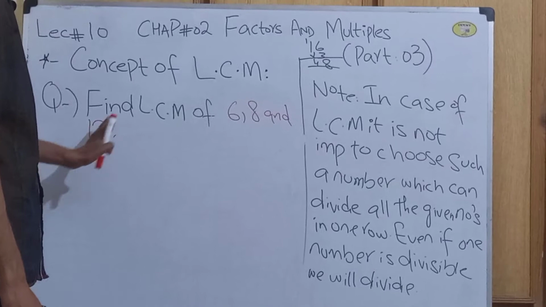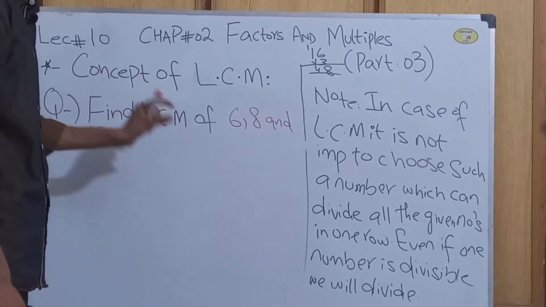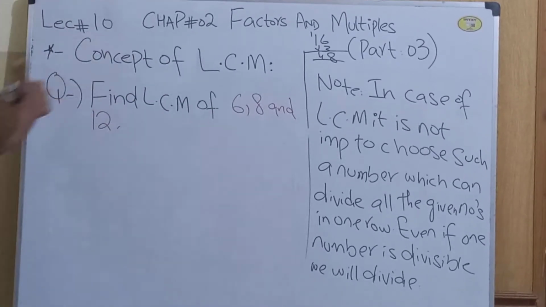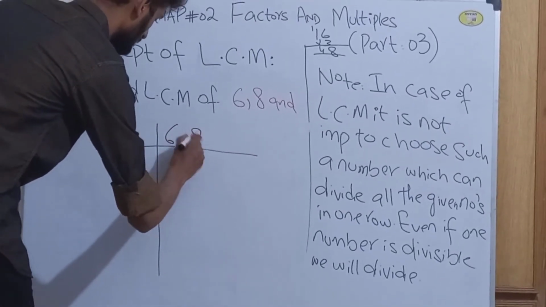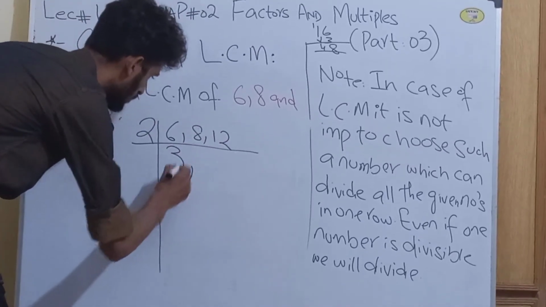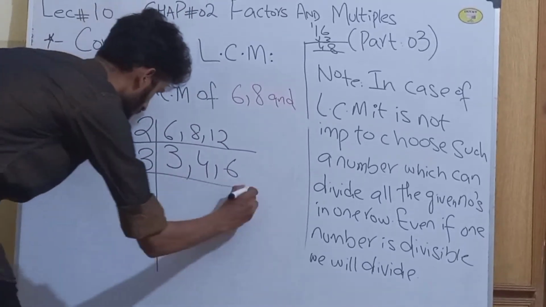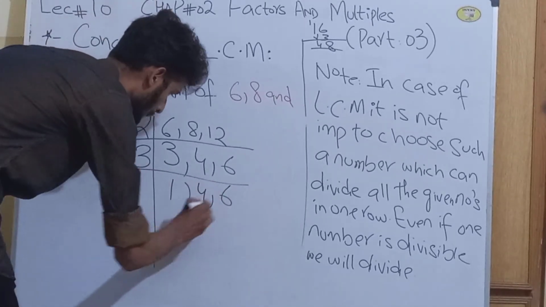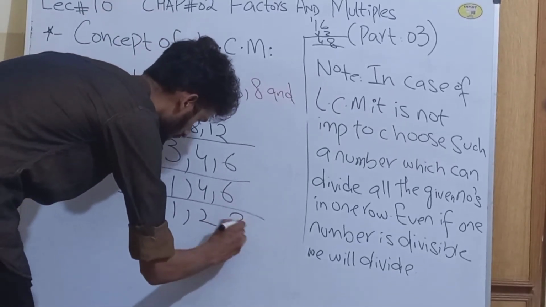Now our next question is, find LCM of 6, 8 and 12. I am sure you will be able to solve it. Pause the video and give it a try. So 6, 8 and 12, we have to find its LCM. 2 3s are 6, 2 4s are 8, and 2 6s are 12, 3 is copied down, 4 will be copied down, 6 will be copied down.